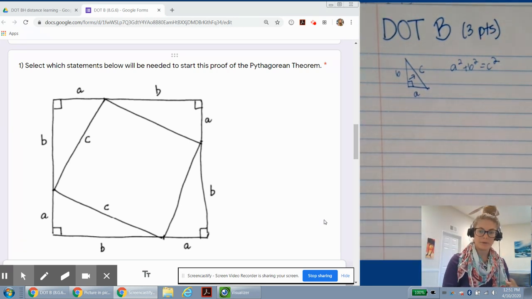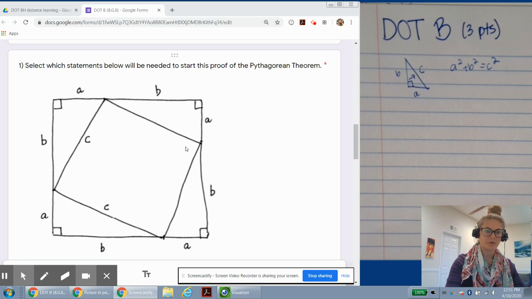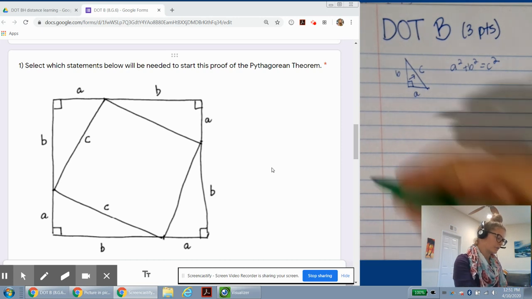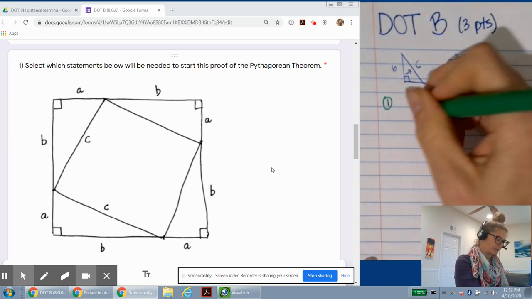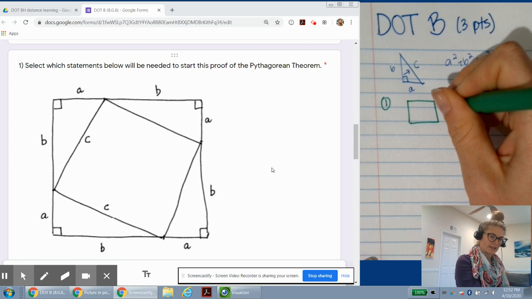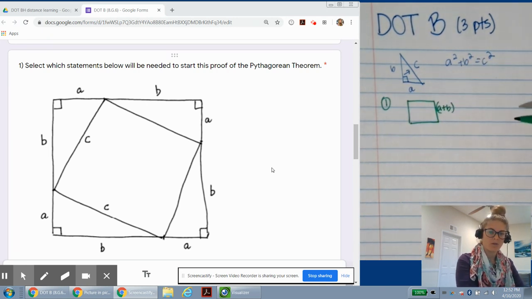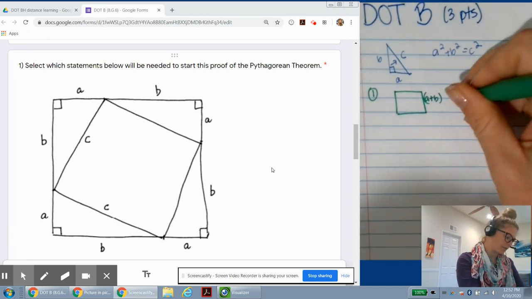And so when we're looking at a proof, we're going to be typically looking at the shape, and we're going to be looking for the area of the larger shape equal to the sum of the areas of the shapes that make it up. So for number one, we're going to have the area of the large square, which has side lengths A plus B. And then we're going to be looking at all the parts that make up that square.